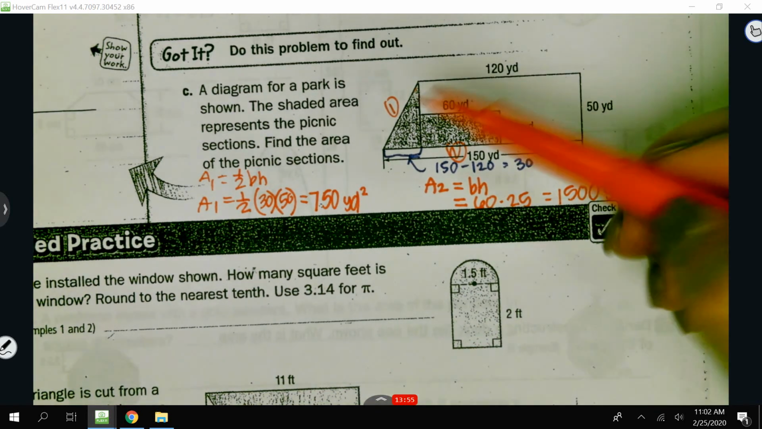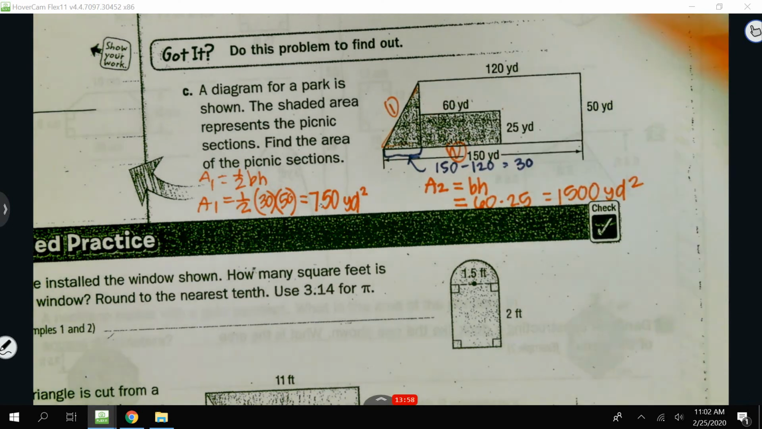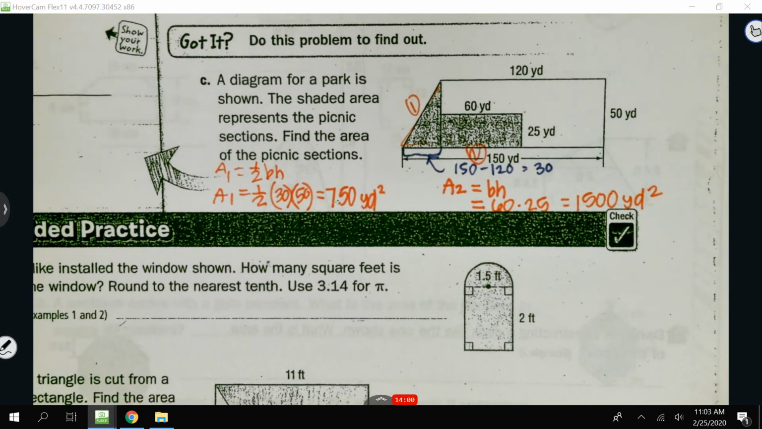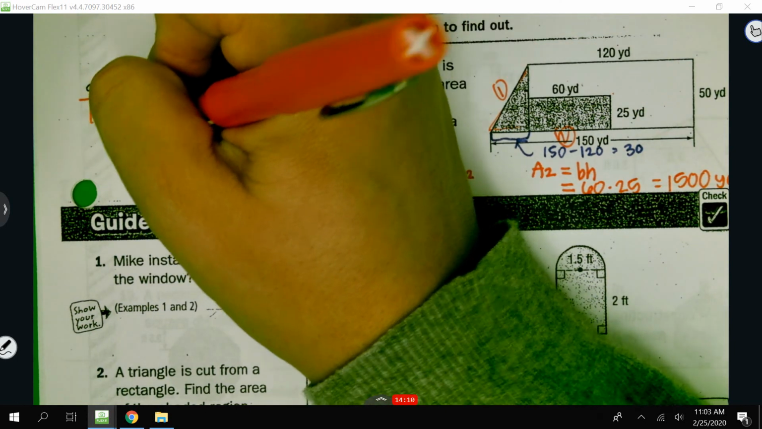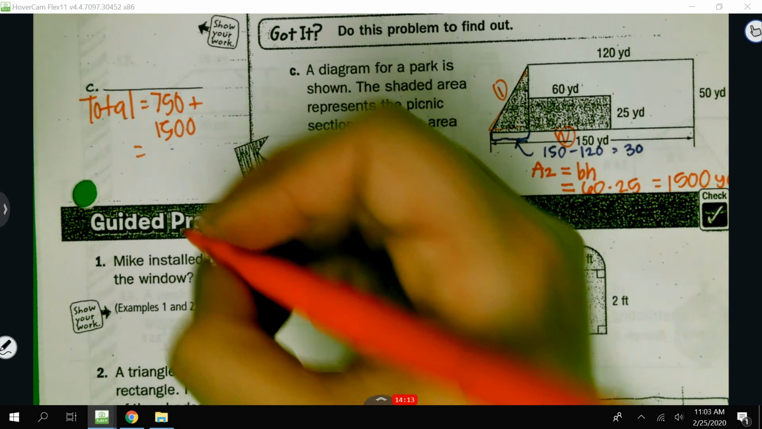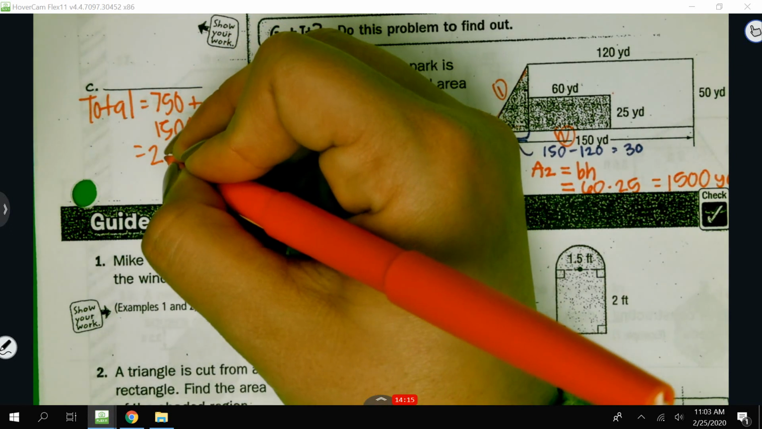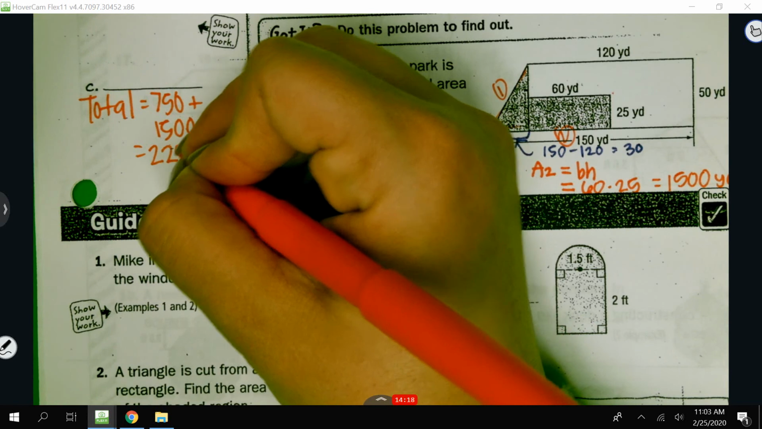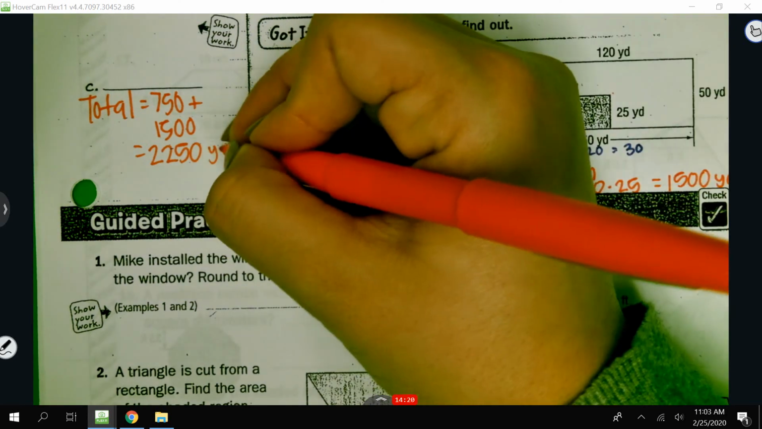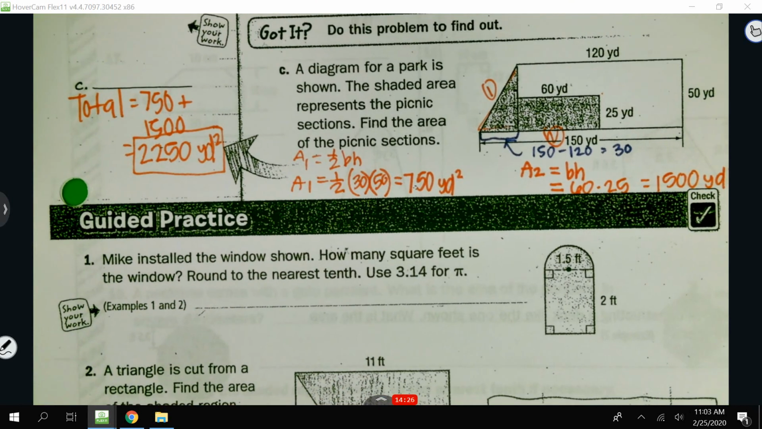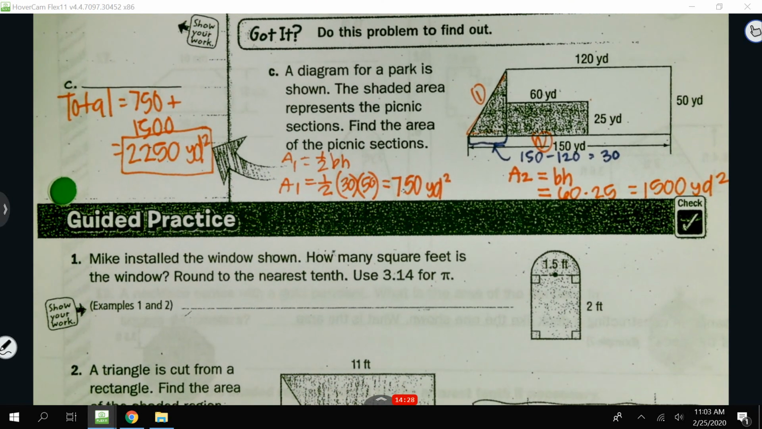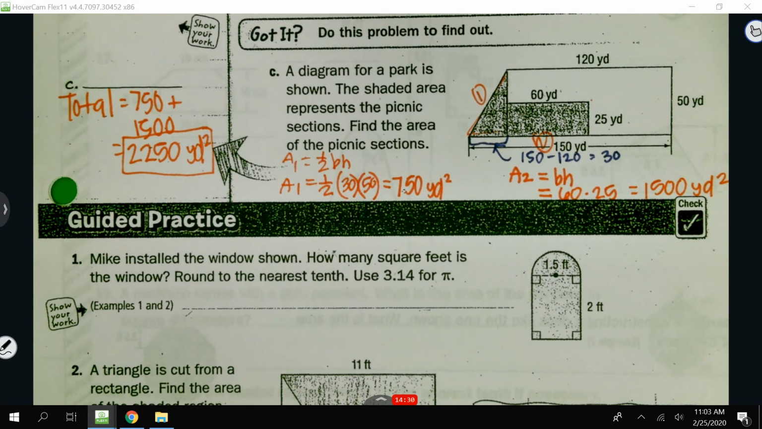So then again, we're finding the area of the shaded region. So what are we going to do to find that? You're going to add these 2 together. So your total is going to be 750 plus 1,500, which is what? 2,250? Is that what you said? 2,250 square yards is your final answer. Any questions on that one?